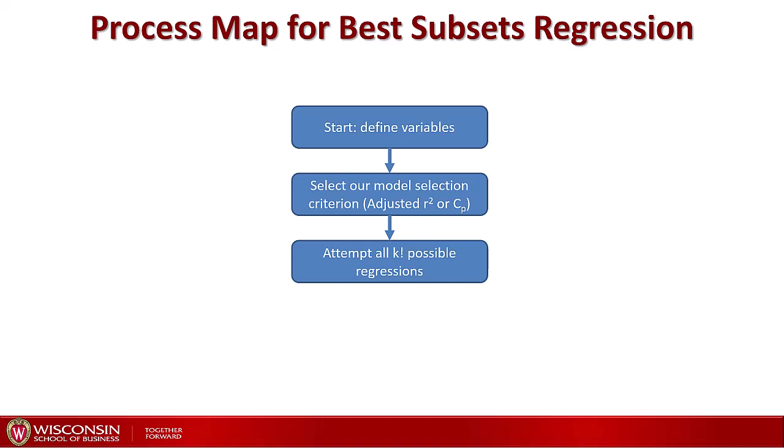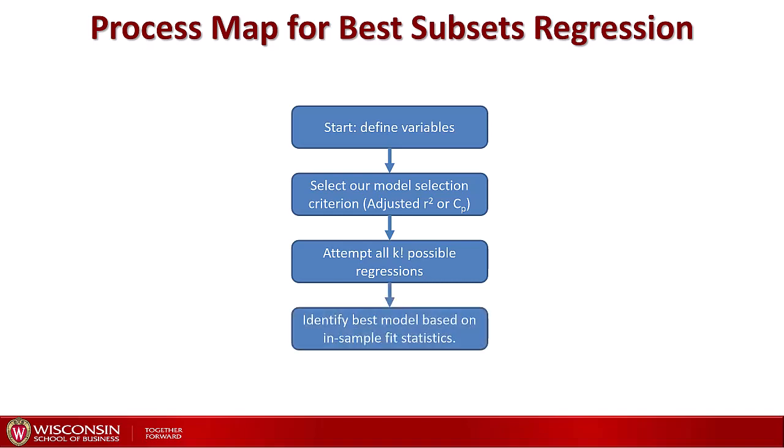And then you identify the best model based on the in-sample fit statistics that you selected, so either R-squared or the CP statistic. There is a far greater computational cost in running this than for stepwise regression, and that's why best subsets came into popularity when we had better computers.